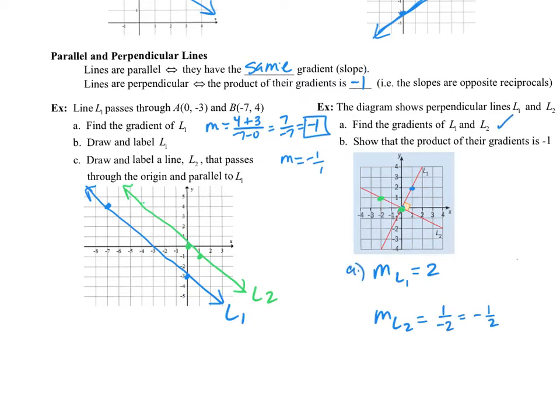We have found the slopes of the 2 lines. Now let's show that the product of their gradients is -1. So if I just take that +2 and multiply it by -1/2, we get -1. So we've arithmetically proven that these two lines are perpendicular because we've shown that the product of their gradients is -1. Their slopes are opposite reciprocals of each other.